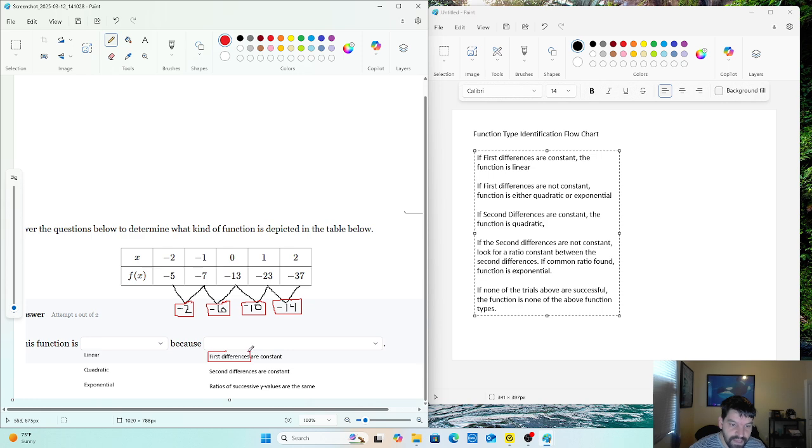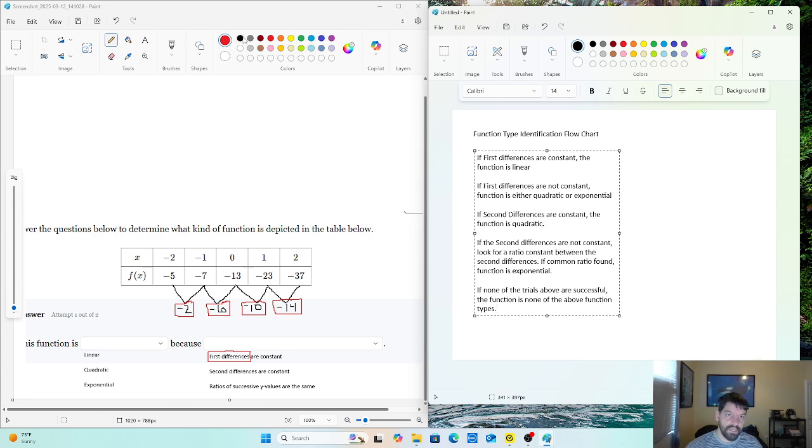Now, what that would mean from a function type revelation would be that it would be linear, because it maintains that the first differences are constant, which means that the y values have a common difference. So that would be indicative of a linear function. So in the first part of the flowchart on the right hand side here, if the first differences are constant, the function is linear. If the first differences are not constant, which is our case on the left, we have to do some further investigating and digging to figure out if this is a quadratic, exponential, or none of the above situation.